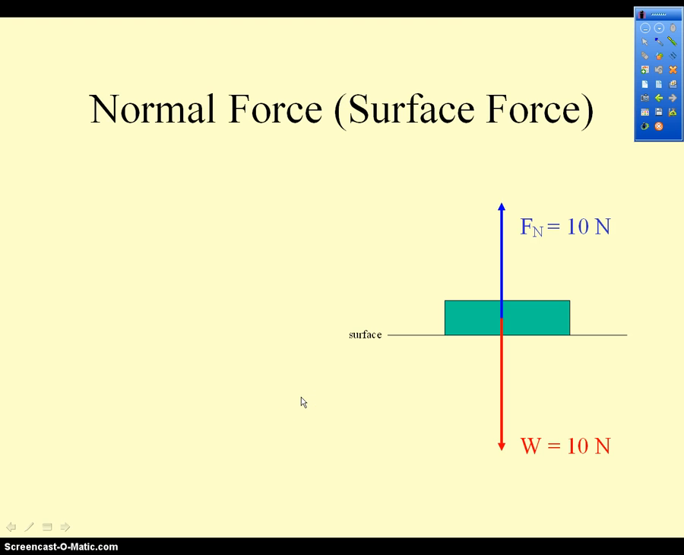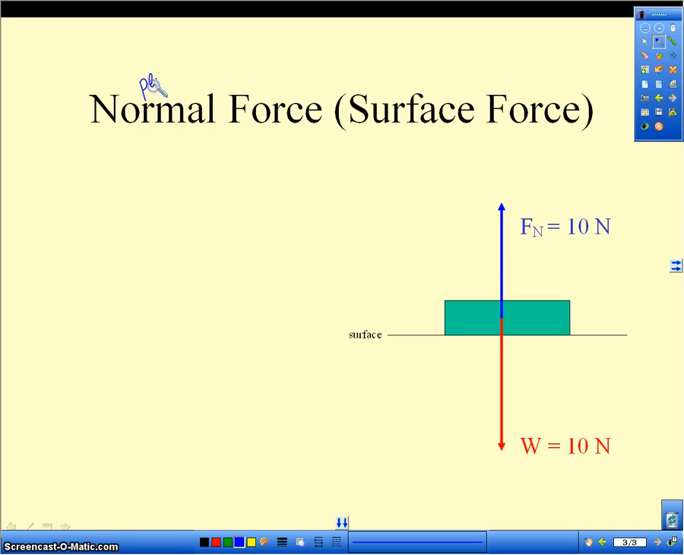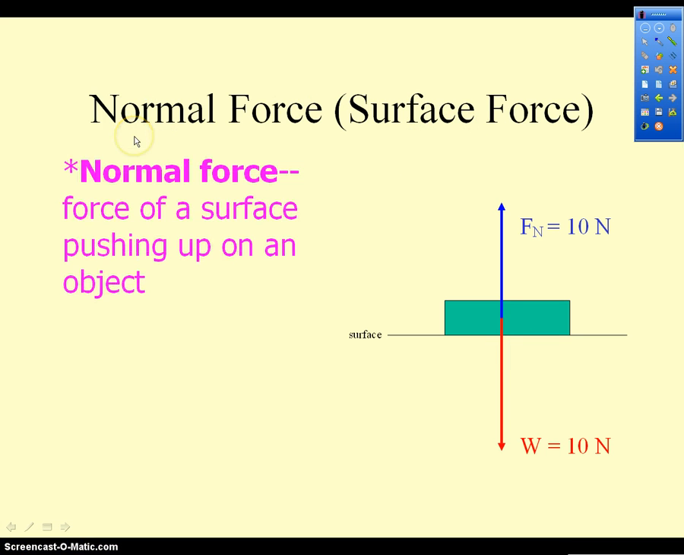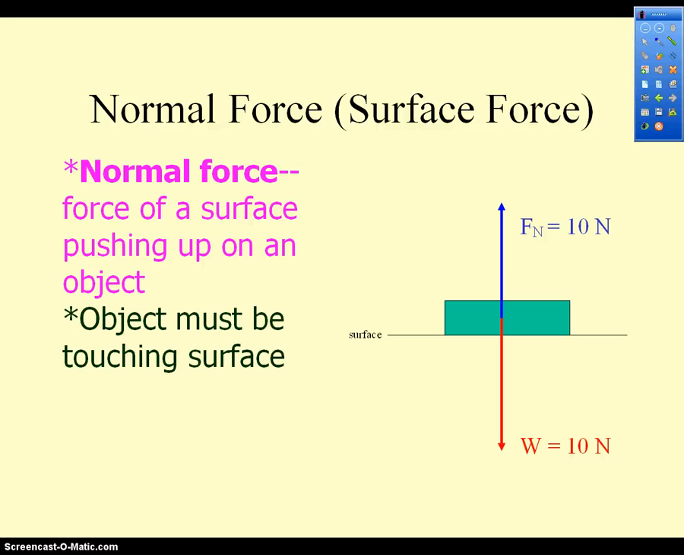All right, the next force that you're going to draw is a surface force. We also call it the normal force. Normal is a math term that means perpendicular. So we call it the normal force because it's always going to be perpendicular to the surface. This is one of these forces that you will have if the object is sitting on a surface. So if you're sitting on a surface, the surface is going to be pushing up on the object because the object is pushing down on the surface. And that force is called the normal force.